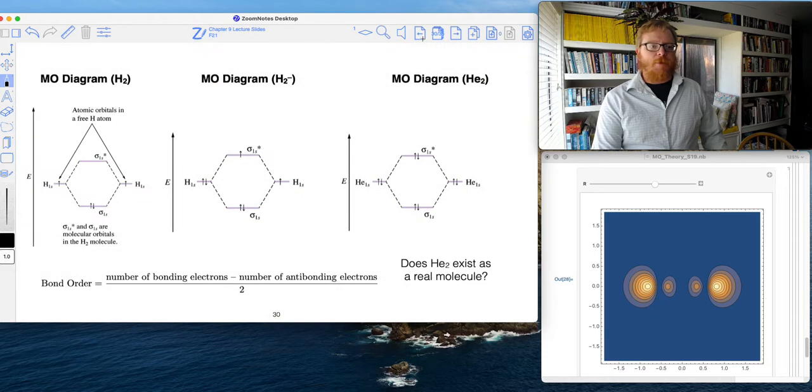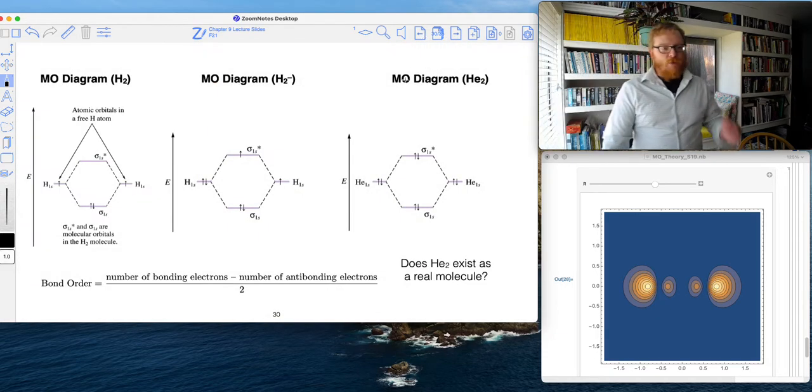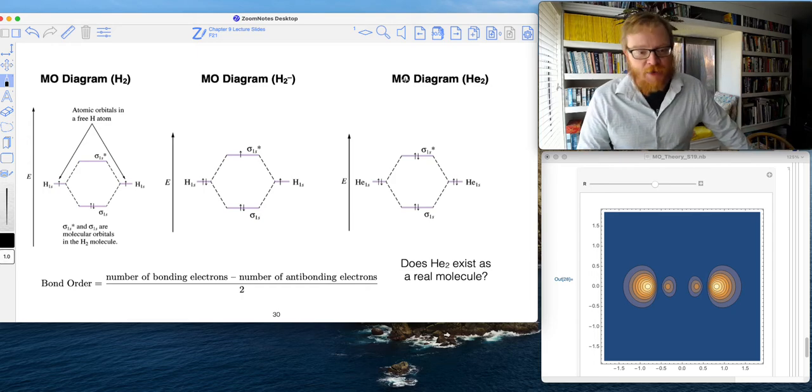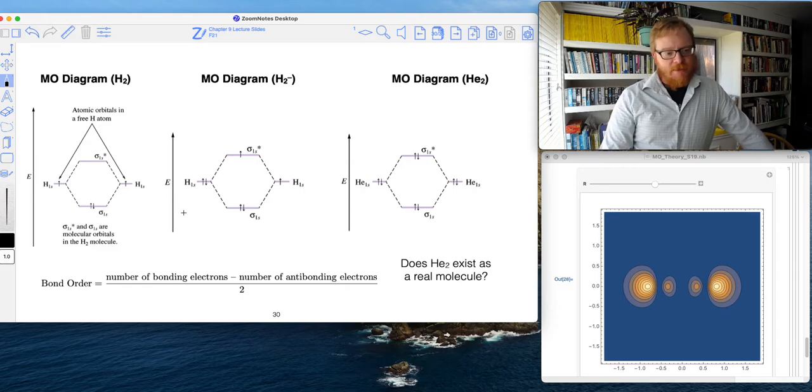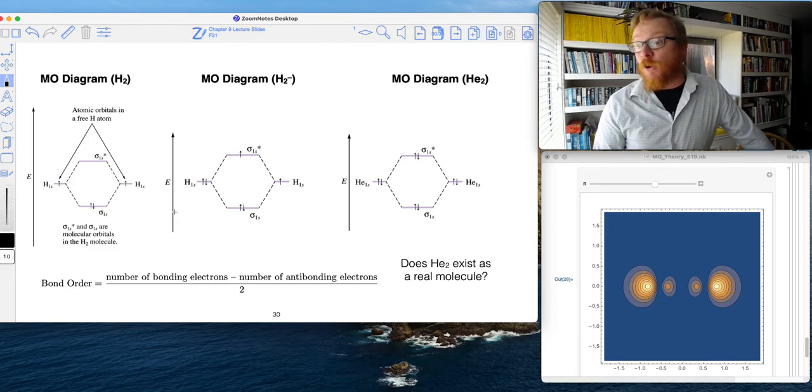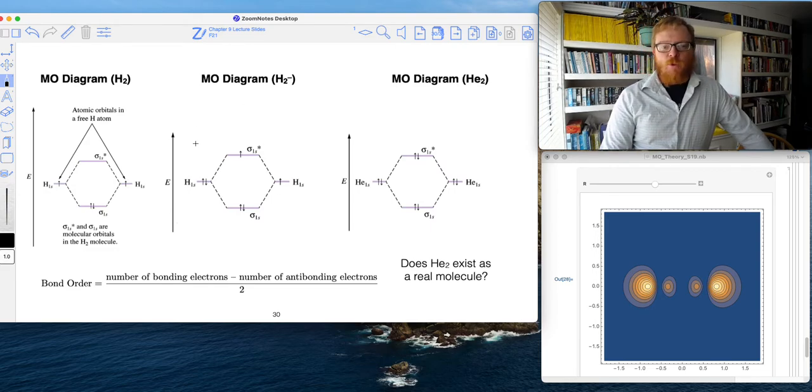So how do we create an MO diagram? You don't have to worry too much about drawing these in this class. For those of you that go on to take organic chemistry, as well as inorganic chemistry, you will definitely get heavy into these MO diagrams, okay?